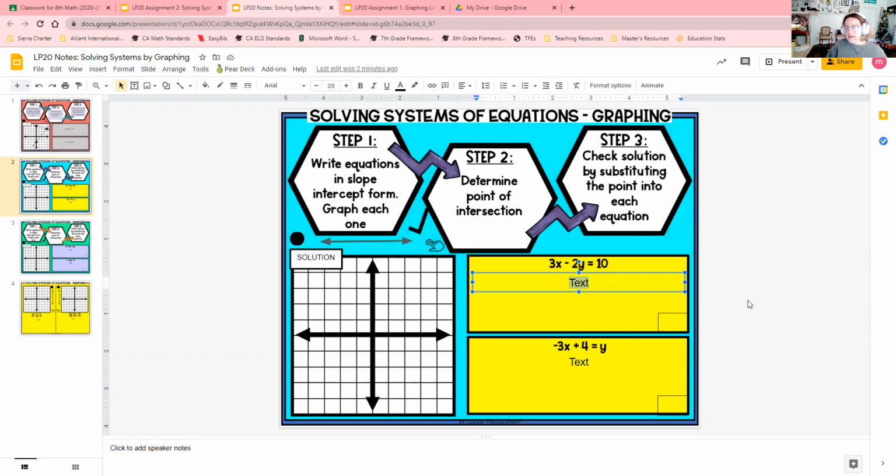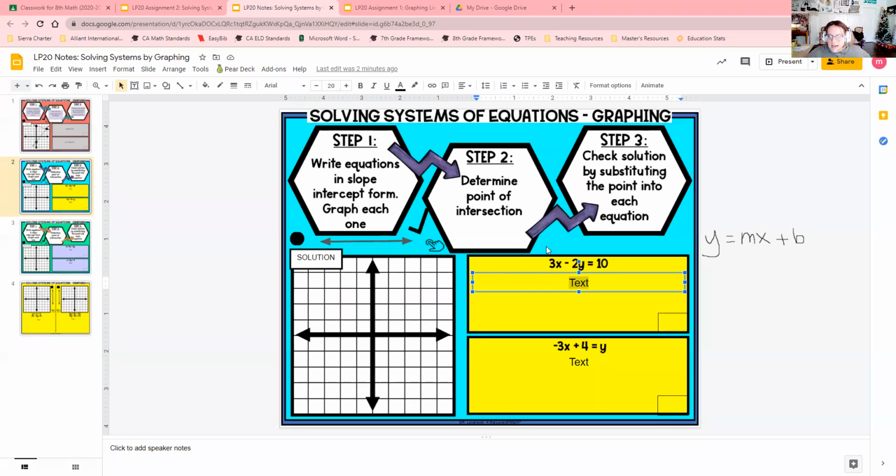So if I have 3x minus 2y and it equals 10, the first thing we want to make sure we do is that we know what slope-intercept form looks like. So my goal is to have the y by itself on the left. It equals my mx plus b. So we want to make sure it looks like this form at the end.